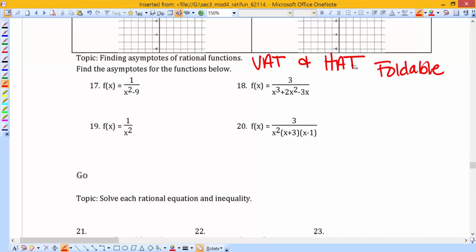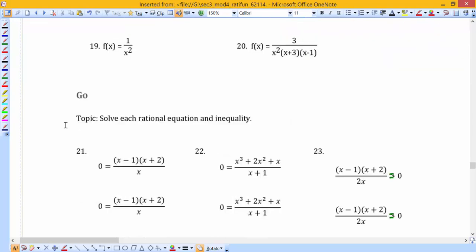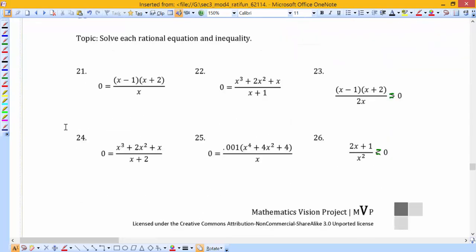Nothing else. That's all you need. Vertical and horizontal asymptotes, I'm not going to do them. You guys need the practice for this. In 21 through 26, you are solving.